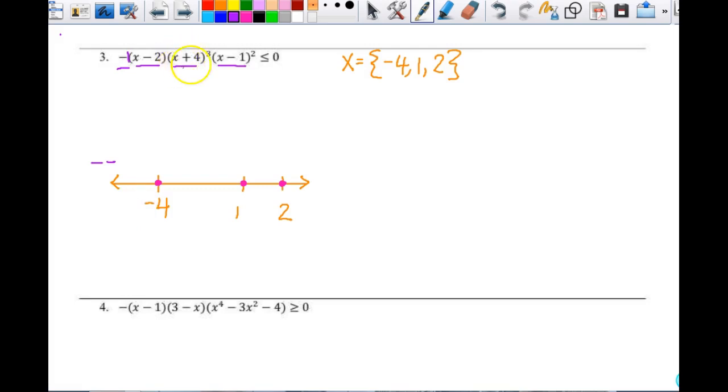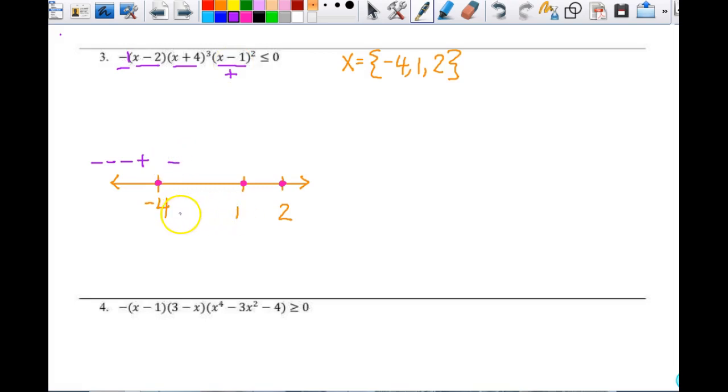-5 plus 4 is -1, and to the 3rd power it's still negative. With odd powers, the signs stay the same. Then this is squared, so this is positive no matter what's happening. So your last sign is positive. First one's negative, last one's positive, every single time. So start with a negative because of this.